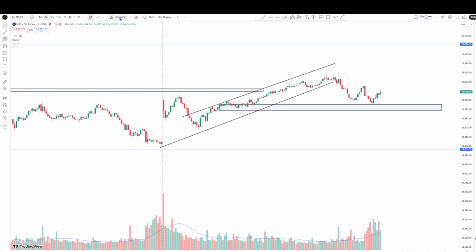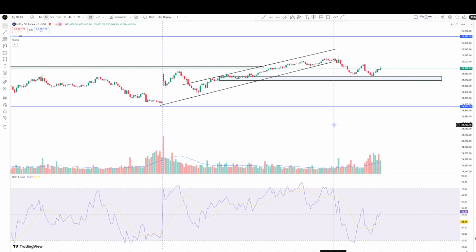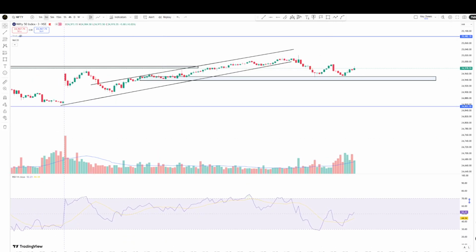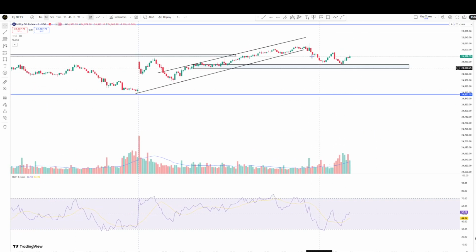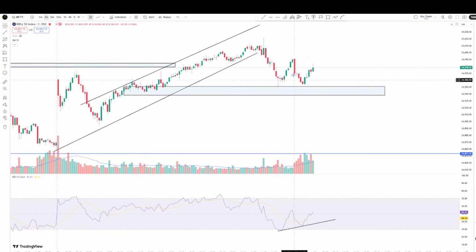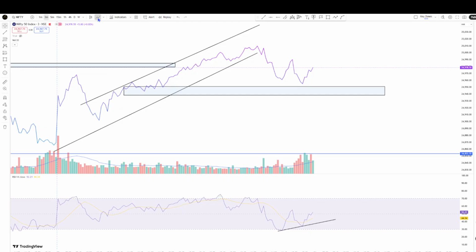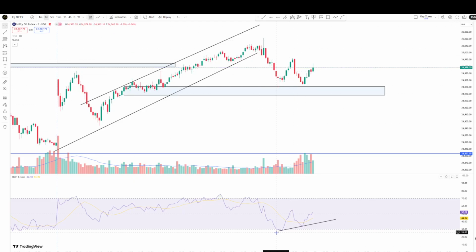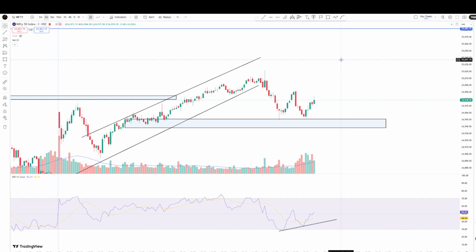If I add RSI, a very interesting thing I captured, that I saw a divergence. In candles you can see the price is making equal lows here, and in RSI there is a complete divergence. It means it may open a gap up tomorrow. Why am I saying this? Because it is making a descending triangle here.